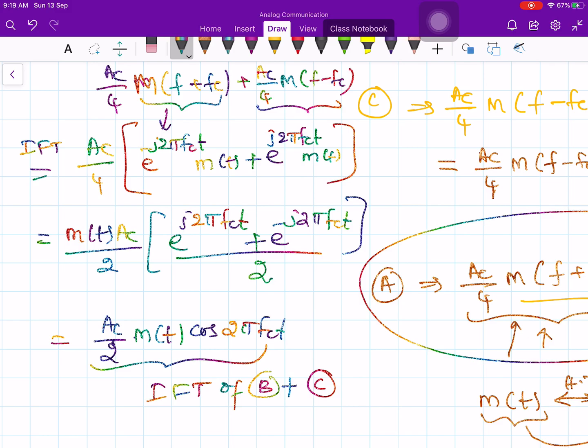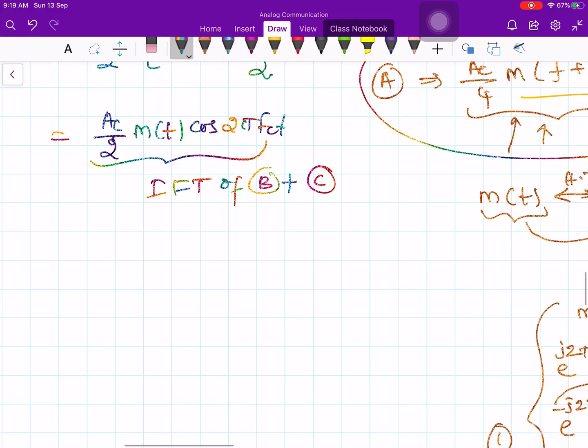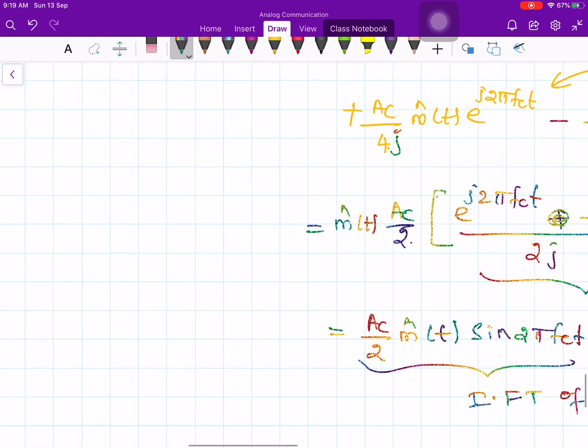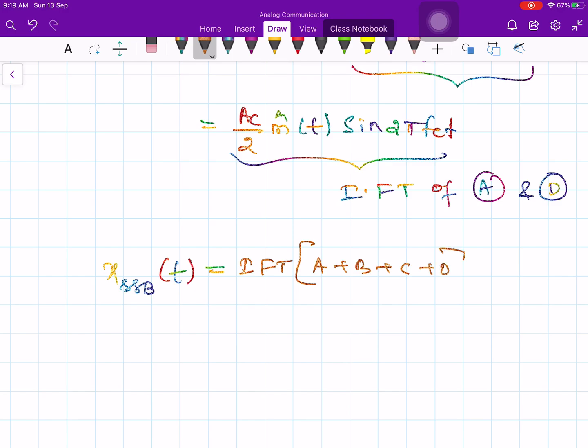Because our ultimate aim is we need to find out the time domain expression. Okay, so this is B plus C. You sum up all the four terms now. So this is A and D. Therefore, in the time domain, x suffix SSB of t is equal to the inverse Fourier transform of A plus B plus C plus D term.